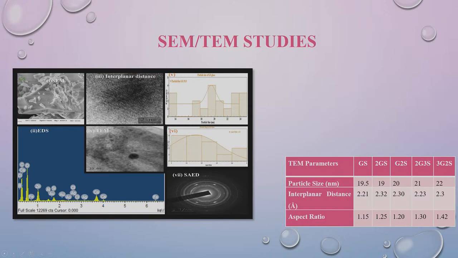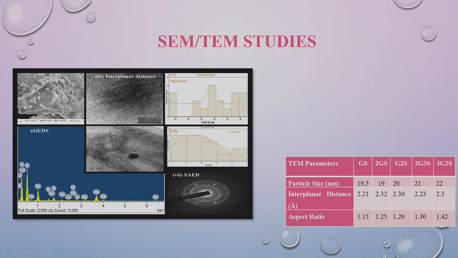Whereas if you look at the aspect ratio, I think you are very much aware, it depends on the shape of the particle. So the shape of the particle will vary from 1.15. When I say it is almost 1.15, it is almost spherical. It is not perfectly spherical. The range is almost spherical, but if you look at the glass which has 3G2S, it has somewhere closer to 1.4. So that is having a larger ellipsoidal shape.